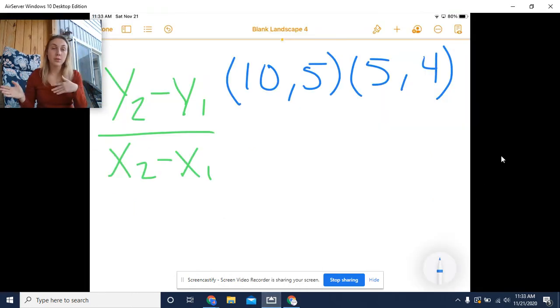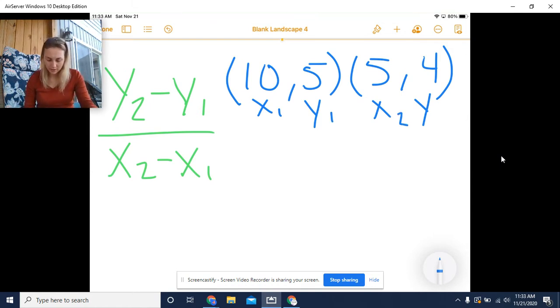All right, so here are your two coordinates. Again, this is going to be an x, this is going to be y, this is an x, and this is a y. The first coordinate I see is 10 and 5, so I'll make those x1 and y1. Second coordinate I see is 5 and 4, so that'll be x2 and y2. And now I just put it into the slope formula. y2 is 4, so I'll subtract that by y1, which is 5.